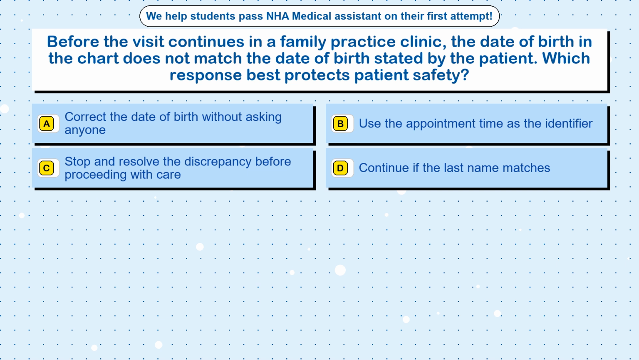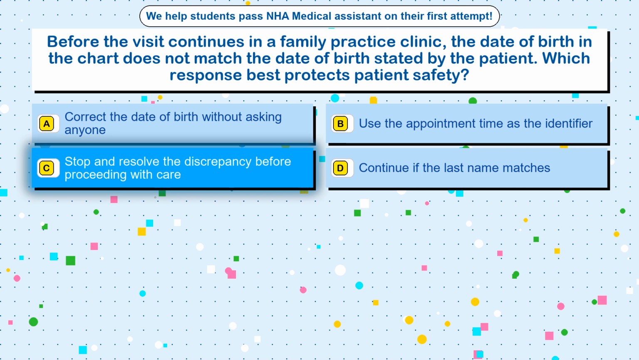Option A, correct the date of birth without asking anyone. Option B, use the appointment time as the identifier. Option C, stop and resolve the discrepancy before proceeding with care. Option D, continue if the last name matches. The correct answer is option C, stop and resolve the discrepancy before proceeding with care.